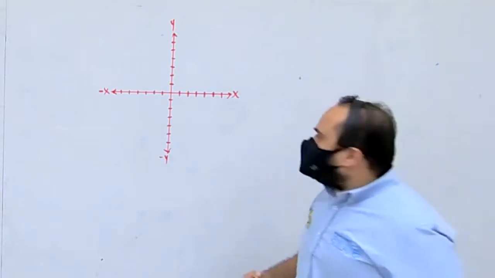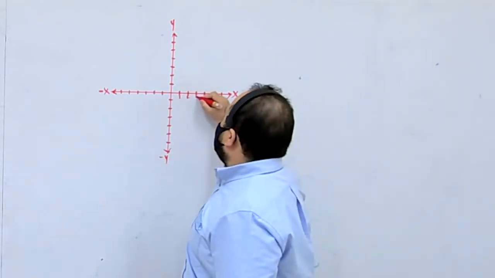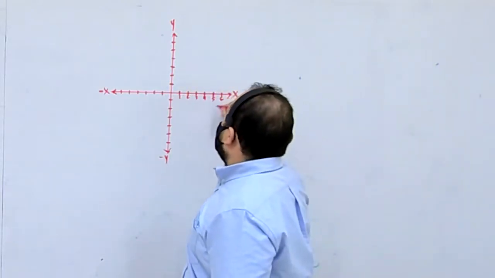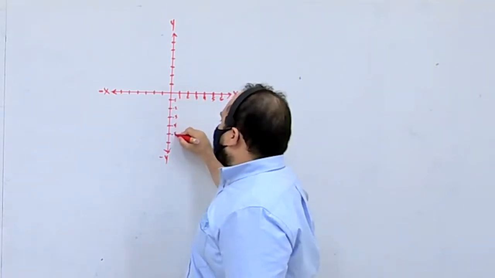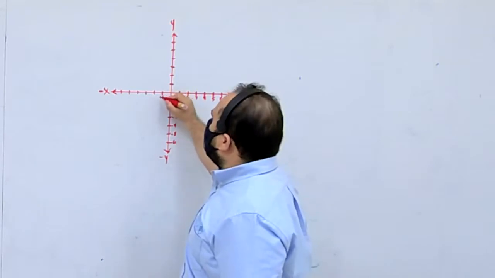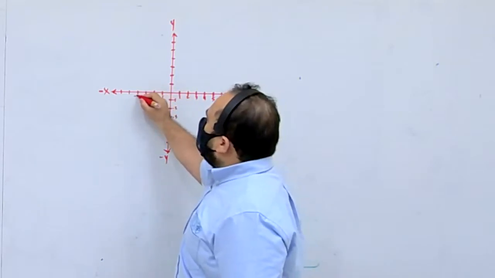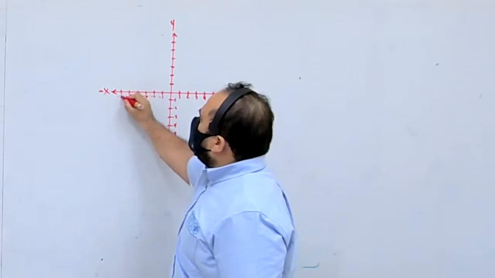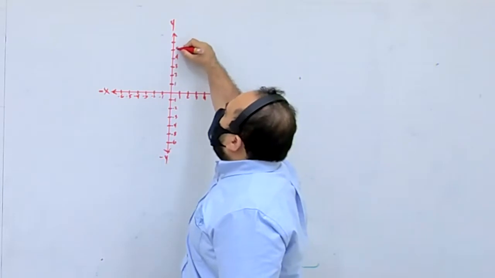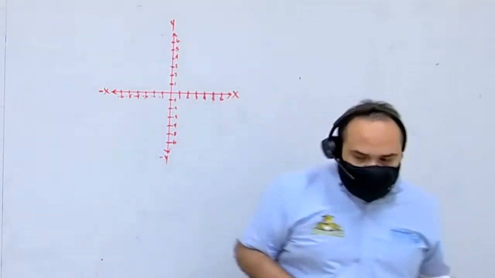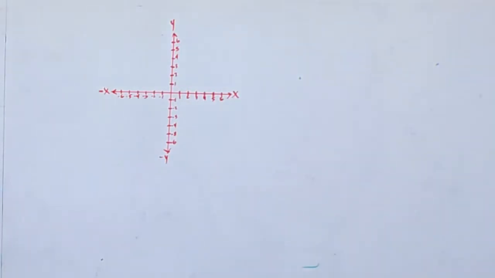Okay. Remember, 1, 2, 3, 4, 5, 6, negative 1, negative 2, negative 3, negative 4, negative 5, negative 6, and 1, 2, 3, 4, 5, and 6. Okay, remember, what we're going to do in this case? We're going to sketch both graphs.